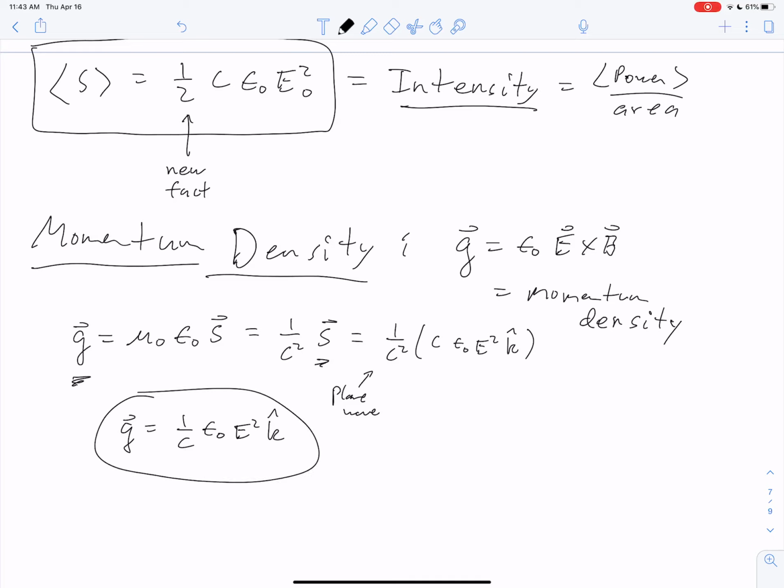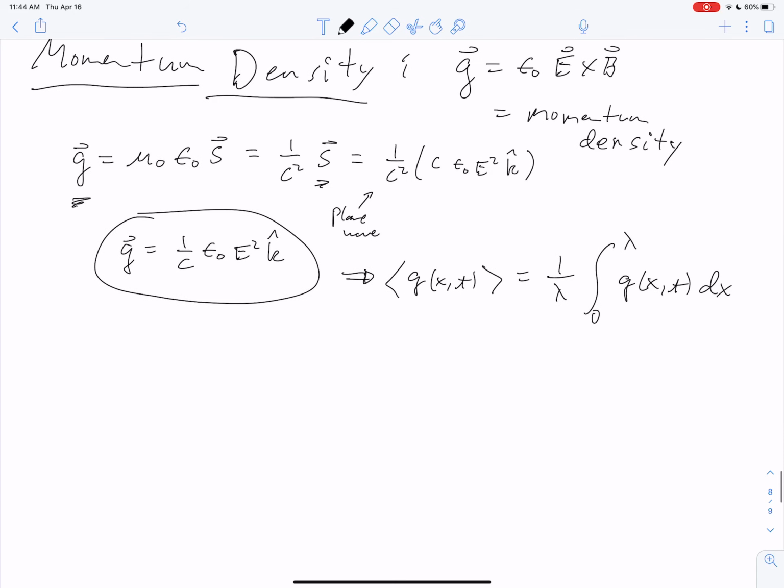And so we can do the same thing for momentum density. We can now look at the average momentum density in space. We can say, what is the average momentum density in space? Because the momentum density varies with space and time. And we could do this kind of an average: 1 over lambda times the integral from 0 to lambda of G of x, t dx. But of course, it's the same function. This is just going to give me the same thing.